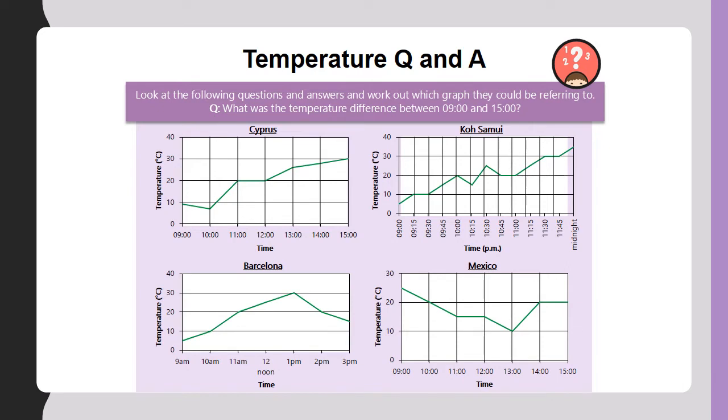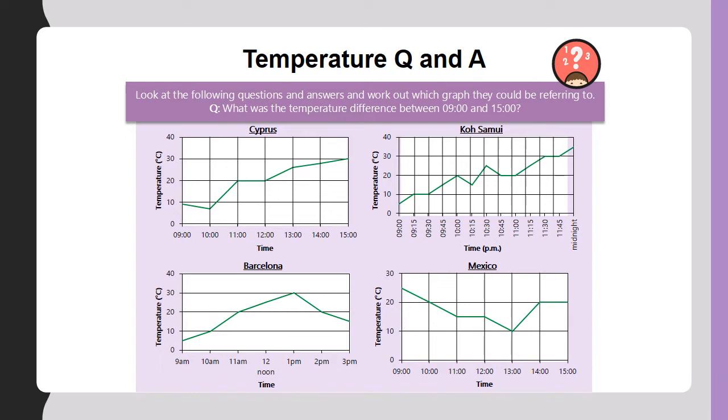Okay, so all the line graphs show time recorded differently, and that's going to help us when we're answering the questions. Look at the following questions and work out which graph they could be referring to. So remembering those clues that we've just looked at. What was the temperature between 9 o'clock and 1500 hours? What was the temperature difference between 9 o'clock and 1500 hours? So it doesn't tell us which line graph we're talking about, but we have to work it out.